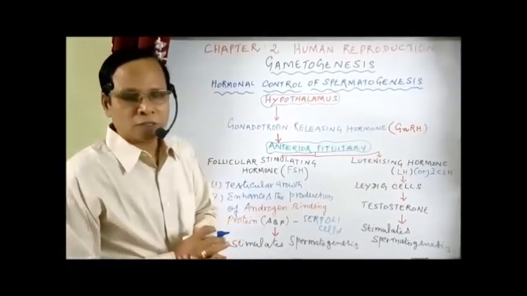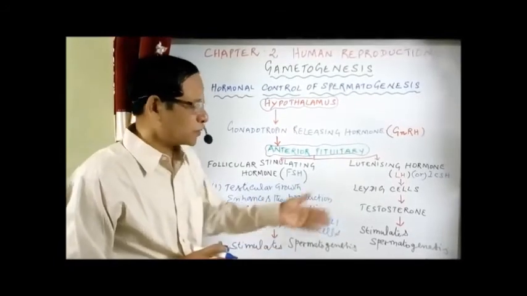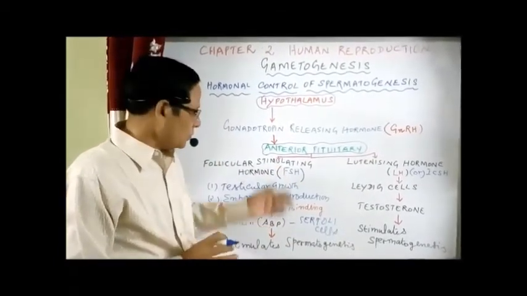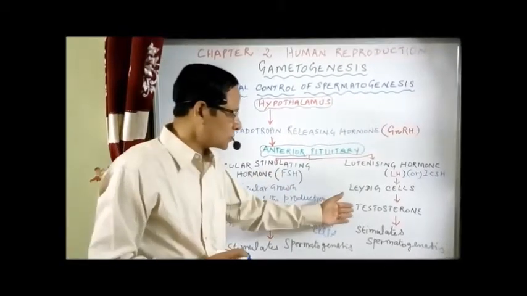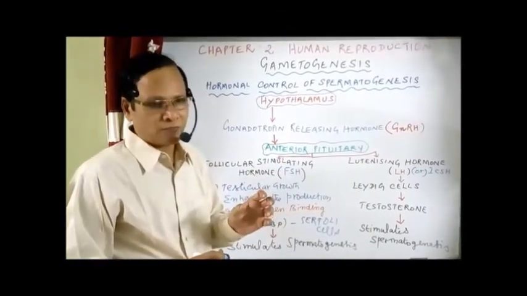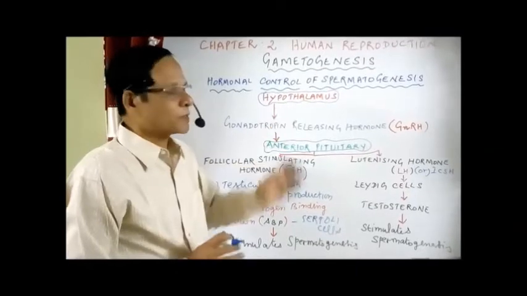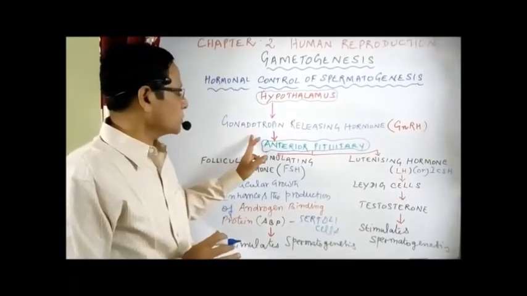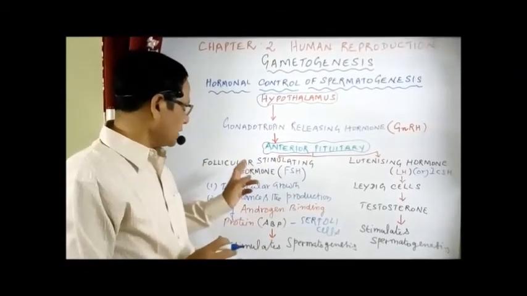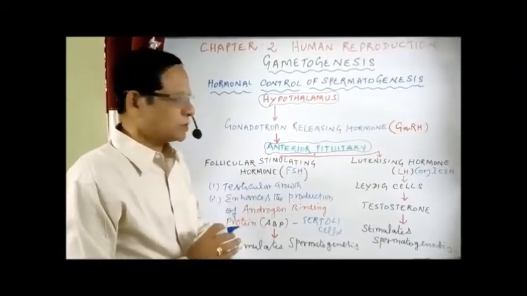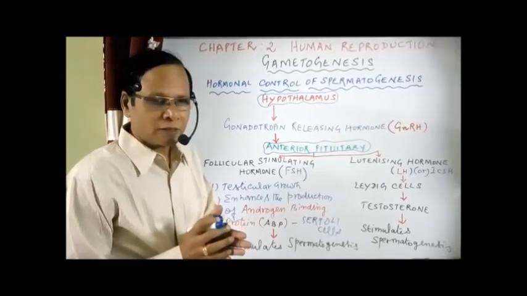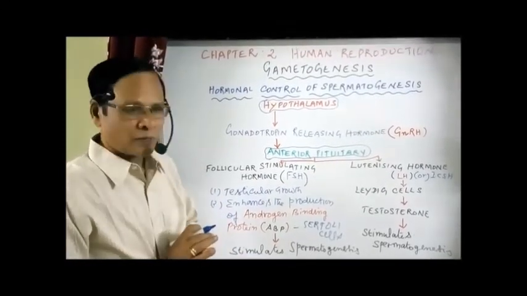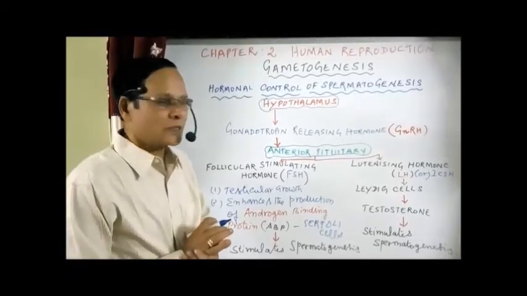Testosterone is responsible for stimulating the process of spermatogenesis along with FSH. So both FSH as well as testosterone together augment the process of spermatogenesis. That's about the hormonal control. One gonadotropin releasing hormone and then two hormones from the anterior pituitary work together and stimulate the process of spermatogenesis. Okay, so we also have inhibin.